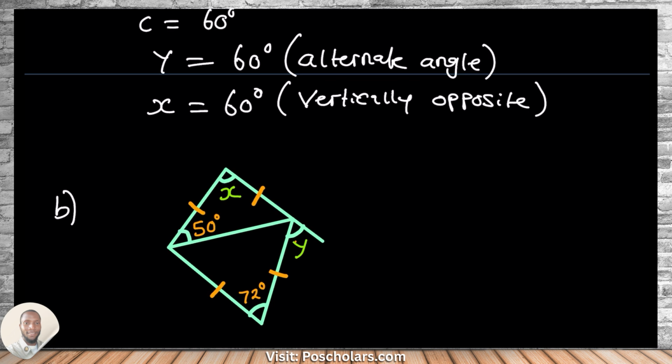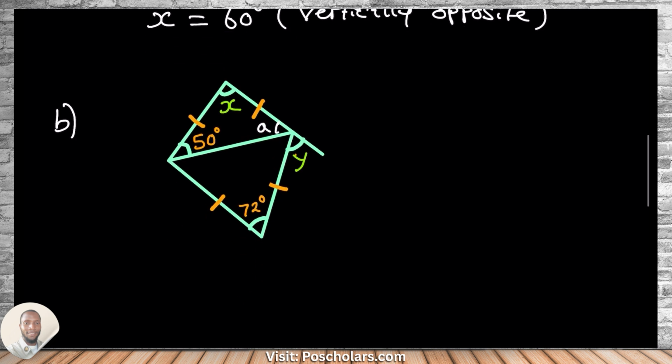If two sides are equal, then the base angles of those sides are also equal. So let's label the triangle. We can label here angle A. Definitely we can say angle A equals 50 degrees, right? Angle A is 50 degrees because this angle and this angle are equal. So I can write it. What's the reason? Base angle of isosceles triangle.